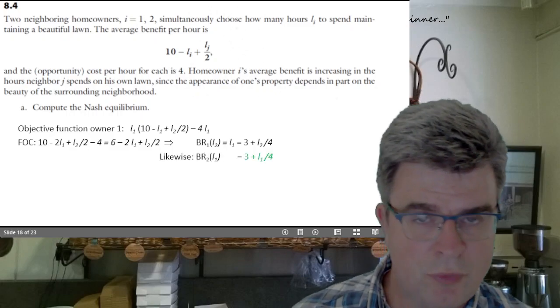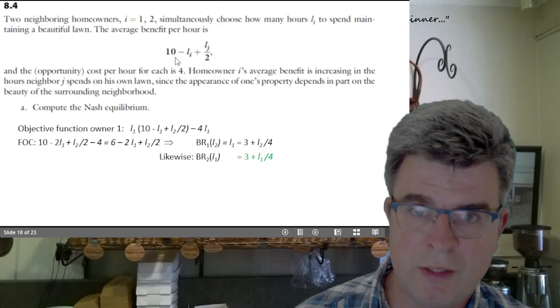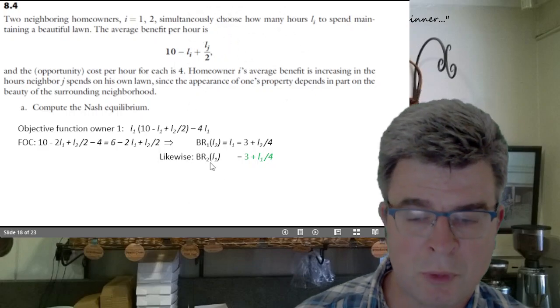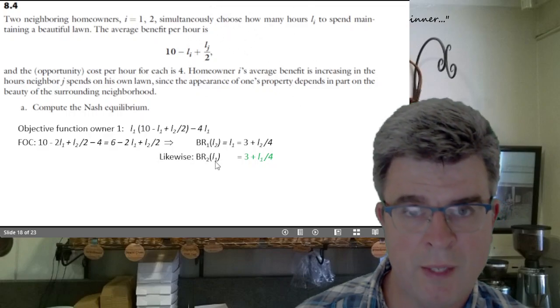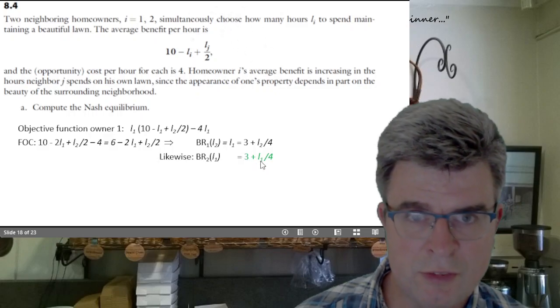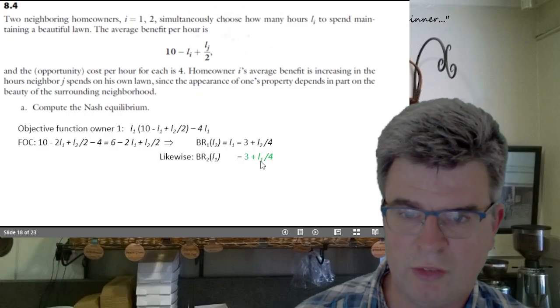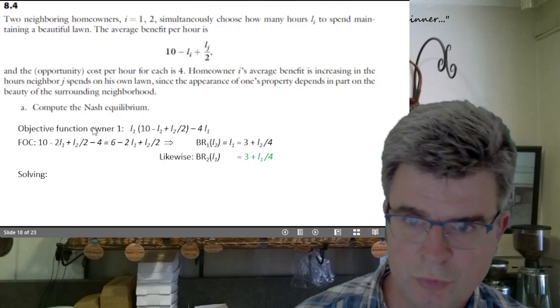And likewise, for neighbor 2, we have a similar best response function, because this is a very symmetric game. So the best response function for neighbor 2 as a function of the effort paid by neighbor 1 looks very similar, but with the indices 1 and 2 interchanged. So we have two best response functions, and we can now solve.